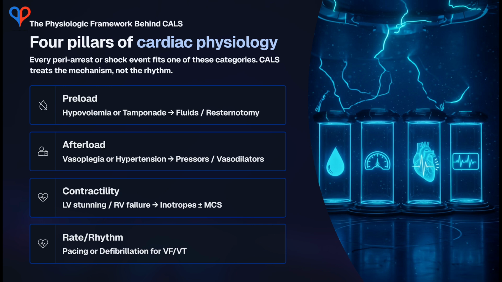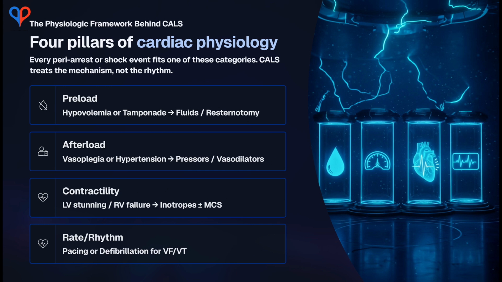Afterload means the resistance the heart must push against. In many post-bypass patients, afterload is too low. This is Vasoplegia. The blood vessels are dilated by inflammation and do not respond well to catecholamines alone. Treat low afterload with vasopressors. Start norepinephrine. Add vasopressin early to spare catecholamines and use a different pathway.